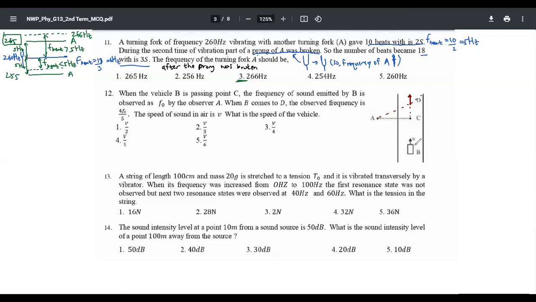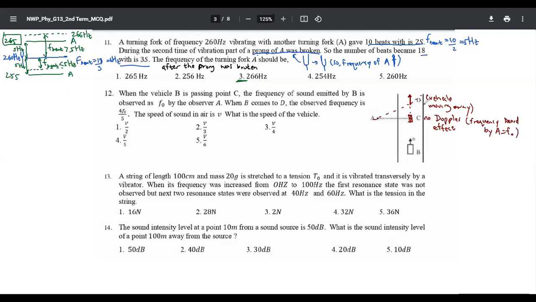When the vehicle is at C, there will be no Doppler effect. That's how we consider it. So at C, if there's no Doppler effect, the frequency heard by A will be equal to f naught itself, the frequency of the vehicle.